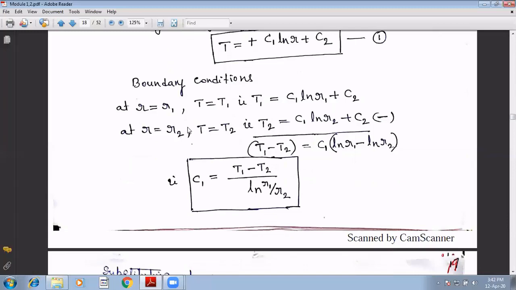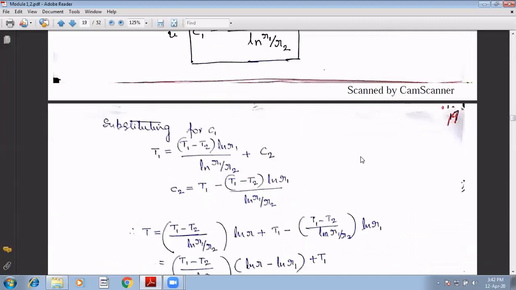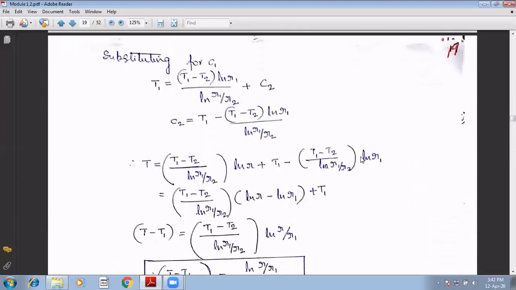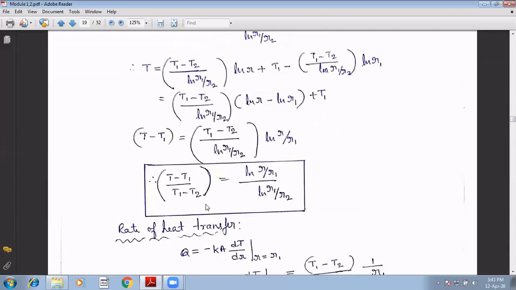How did you get this? So at T equal to T1, what is the r value? r1. Put r equal to r1. So T is equal to T1, r is equal to r1, C1 ln r1 plus C2, and T2 is equal to C1 ln r2 plus C2. Now if you take the difference, T1 minus T2 is nothing but C1 (ln r1 minus ln r2), which is nothing but ln r1 by r2. If you substitute for the values of C1 and C2, you will be getting this expression. This is the temperature distribution.